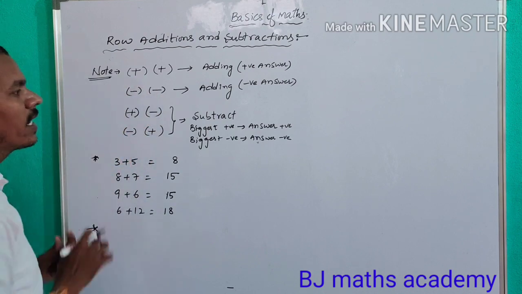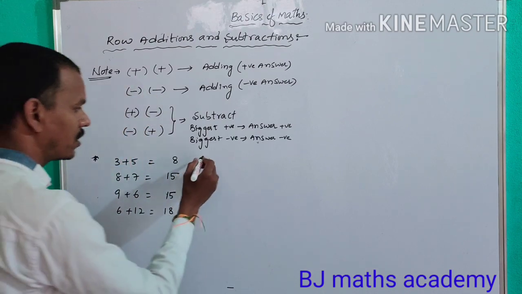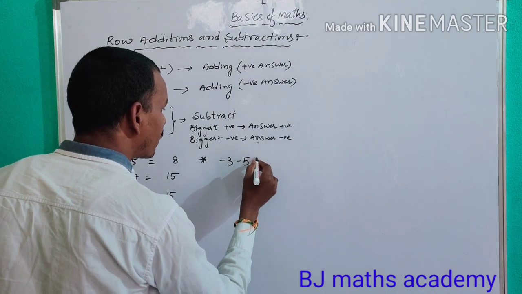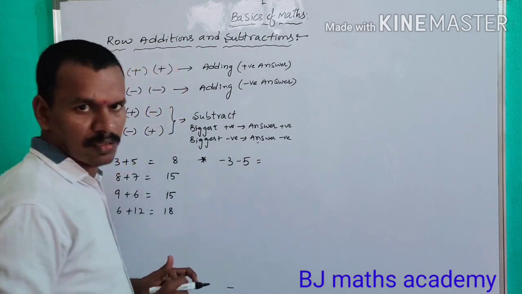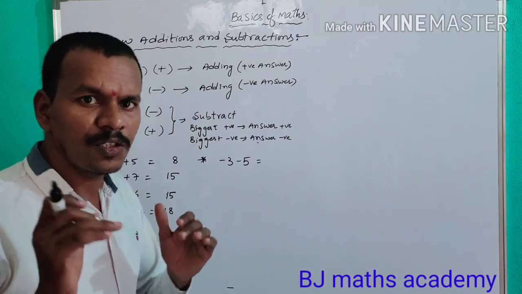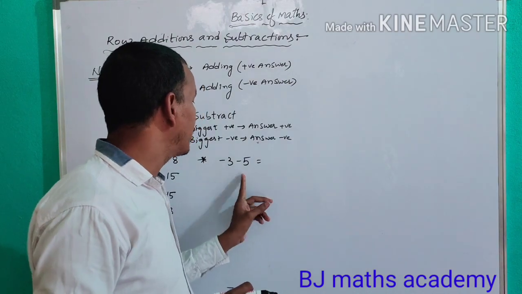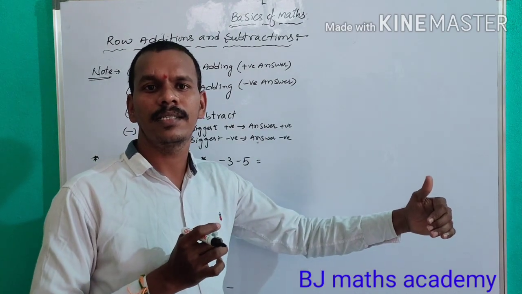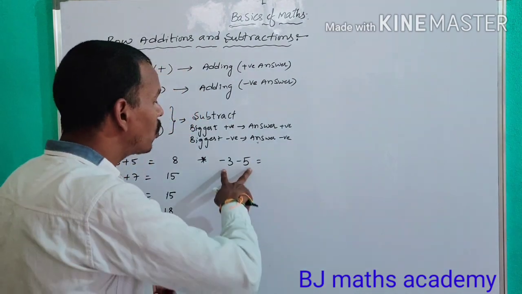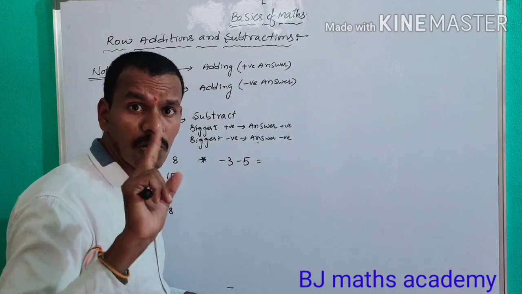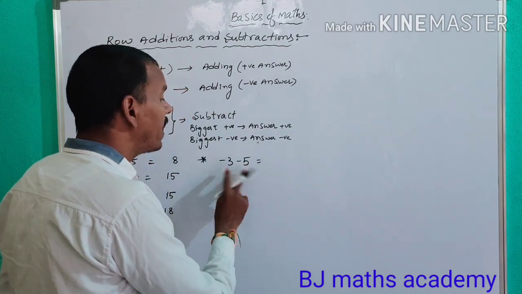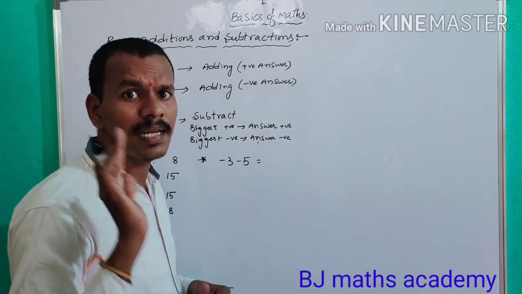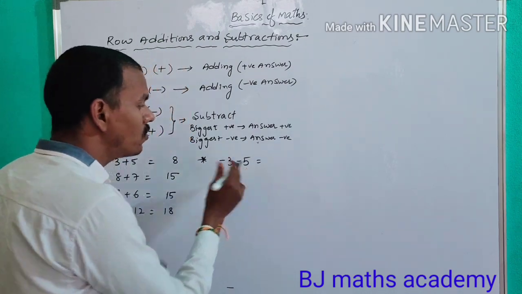If both are negatives, how can we find the answer? Minus 3 minus 5. There is some confusion among students, because the minus is in the middle. But here both are negatives, so we are not subtracting. We add. There is no plus symbol in the middle, so don't think like that. If both are negatives, we add.